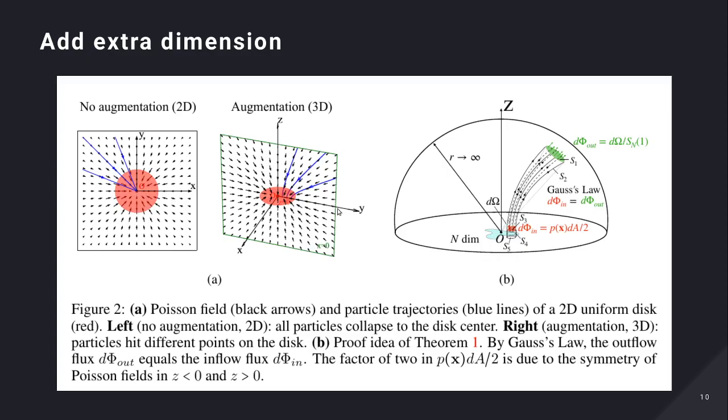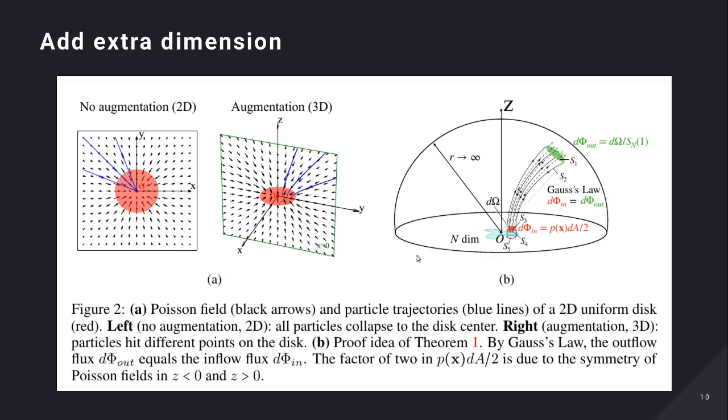And so the solution is to add another dimension, and then by following the field lines in this dimension, you actually get to sample points all across the disk. And so this is what you want. This is why you add this extra dimension.